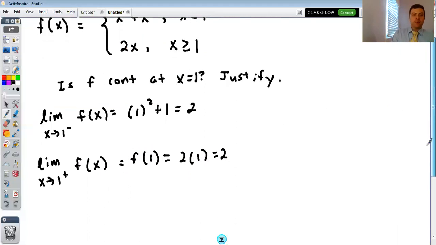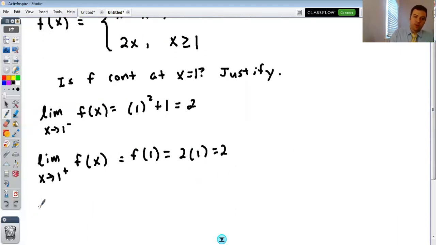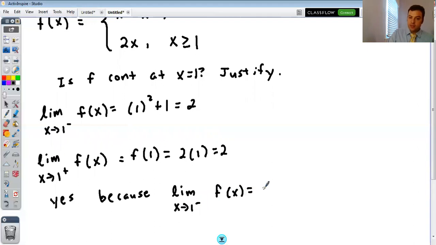Because those are the same, we know that it is continuous at that point. So therefore, is f continuous? Yes. And we can easily justify this because the limit as x approaches 1 from the left of f of x is equal to the limit as x approaches 1 from the right of f of x, which is equal to f of 1. Very simple and supported by the work that we have up above.